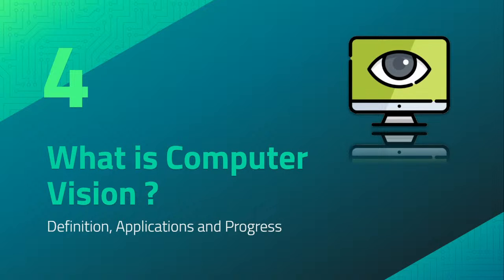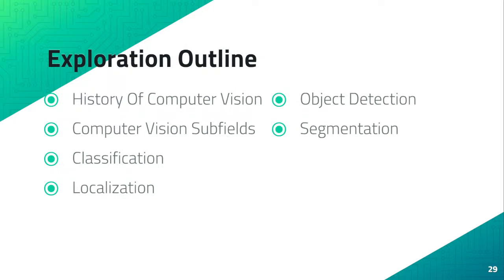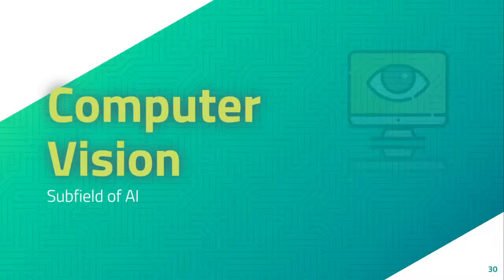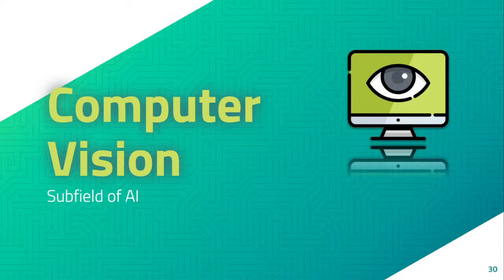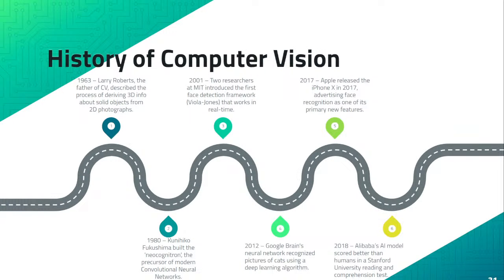Okay, so once I've talked about the different concepts, I can talk about what computer vision is, basically. I'll start with some history of computer vision. In 1963, Larry Roberts, who is basically the father of computer vision, described the process of taking a 2D picture and getting a 3D model.